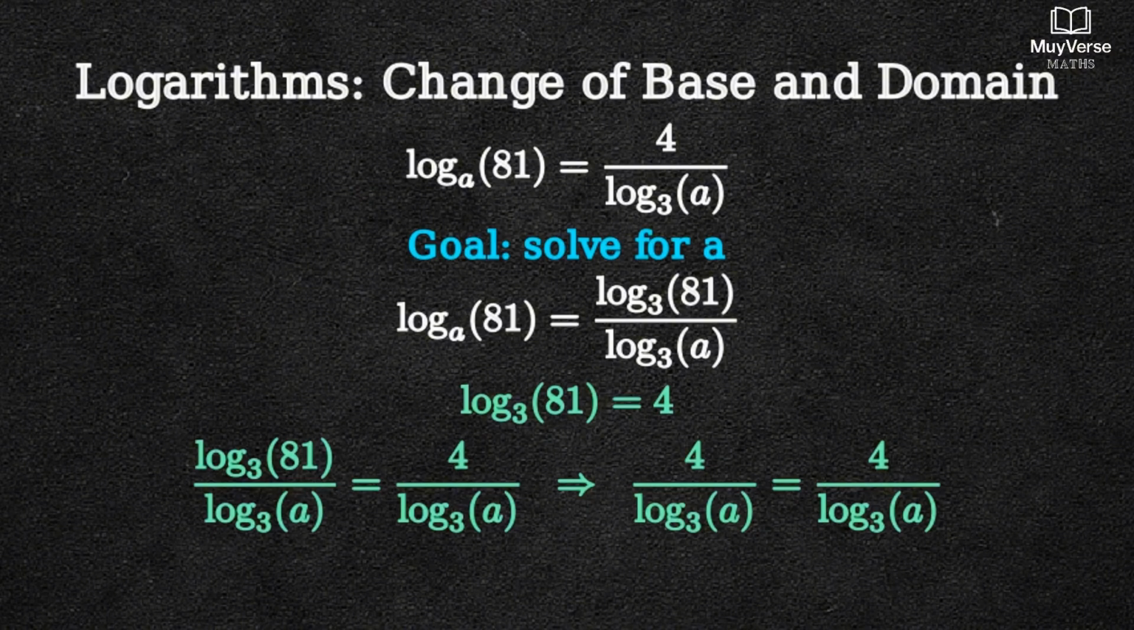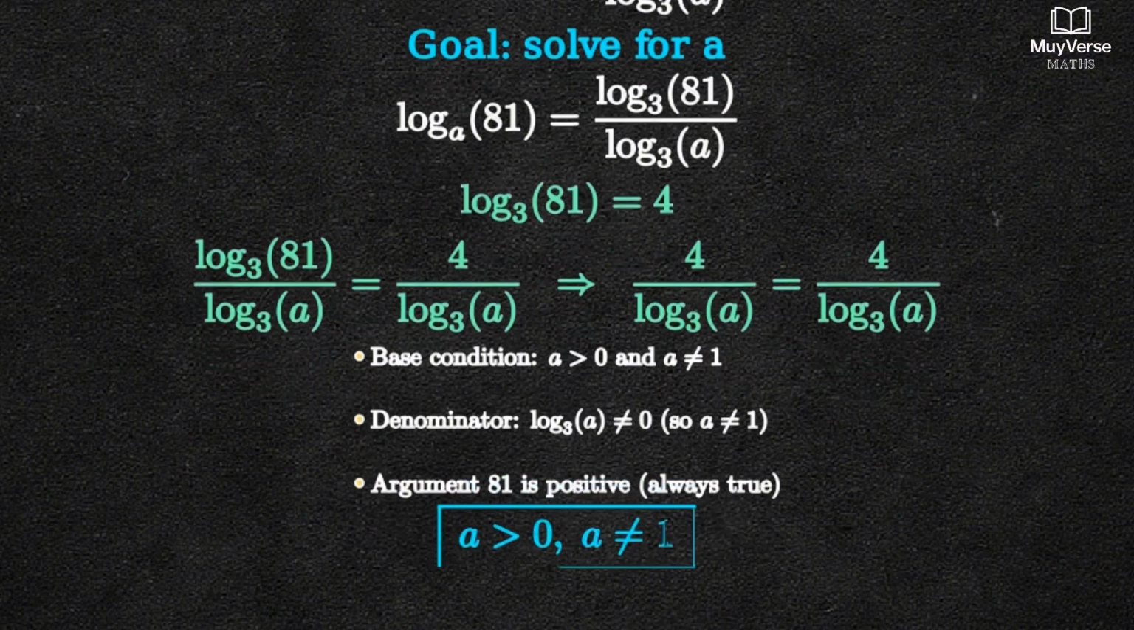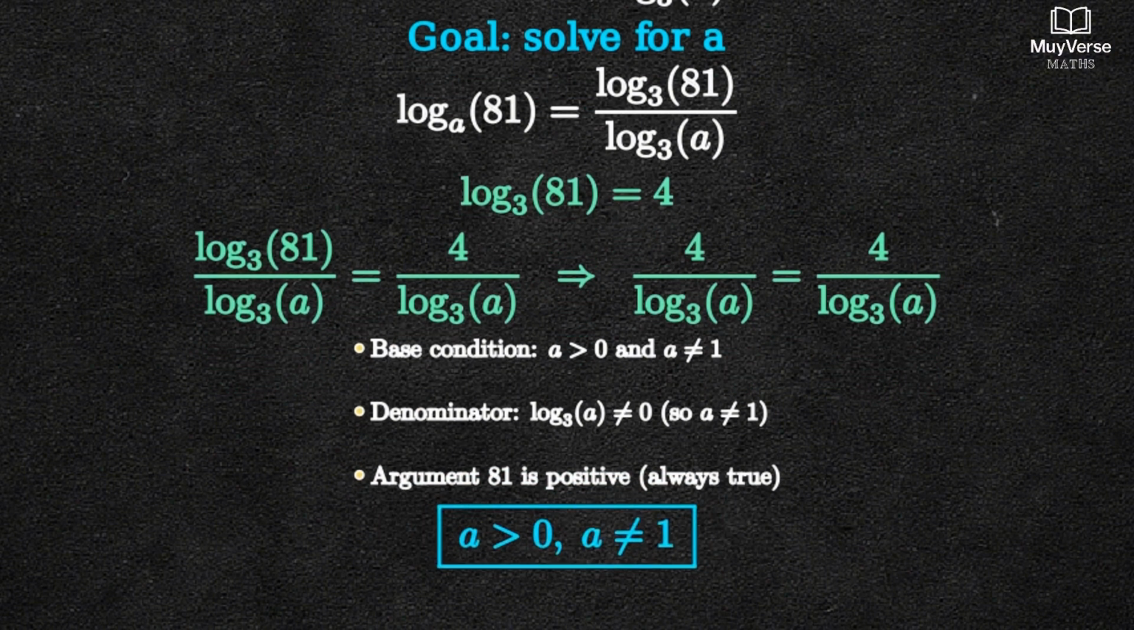Now state the domain. First, the base a must be positive and not equal to 1. Second, the denominator log base 3 of a cannot be 0, which again forbids a equal to 1. Therefore, the complete solution set is all a positive and not equal to 1. Many contests intend a single numeric answer. A very common intended version is log base a of 81 equals log base 3 of a.